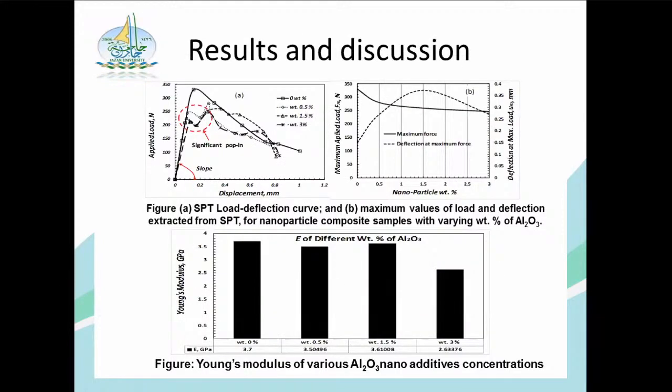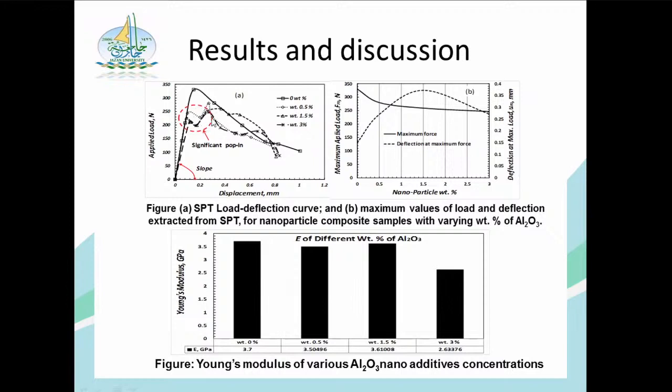For the main results and discussion, I'm showing the experimental results that we got from this study. In this figure, the left one is the small punch test load deflection curve, showing all the composites that we have manufactured and tested. The upper one here has no additive. The others have 0.5, 1.5, and 3% of aluminum oxide additive. As we can see, as we increase the amount of additive, the load starts to decrease.